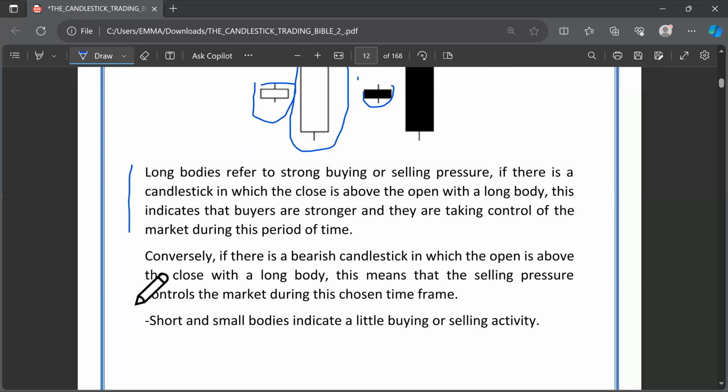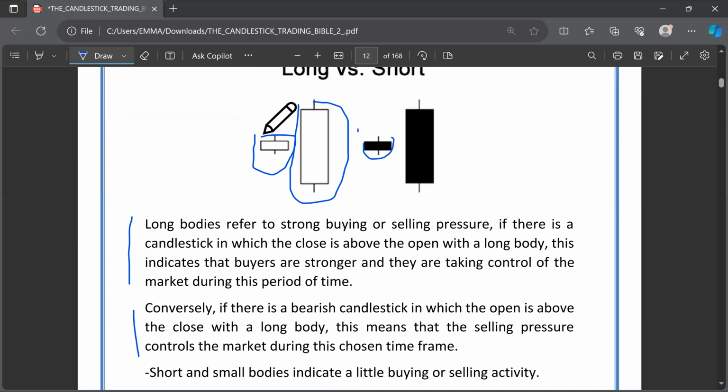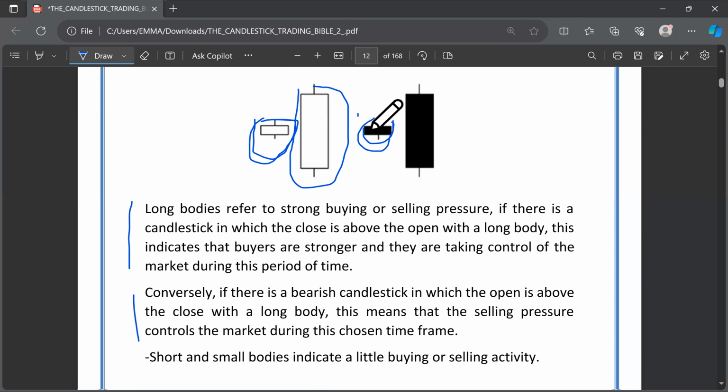Now, conversely, if there's a bearish candlestick in which the open is above the close with a long body, this means that the selling pressure controls the market during this chosen time frame. Short and small bodies indicate little buying or selling activity. This one represents little buying pressure, and this one also shows little selling pressure. So that is it.